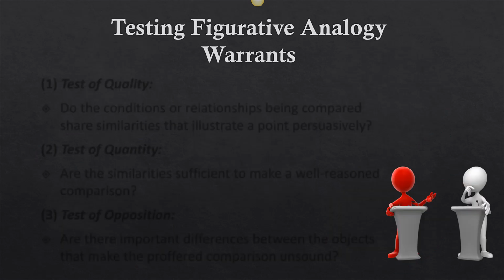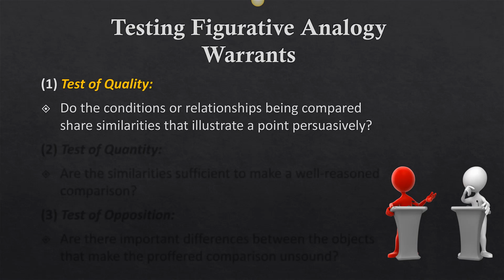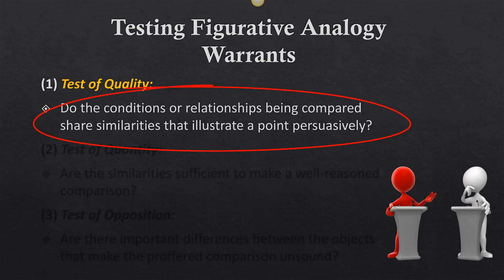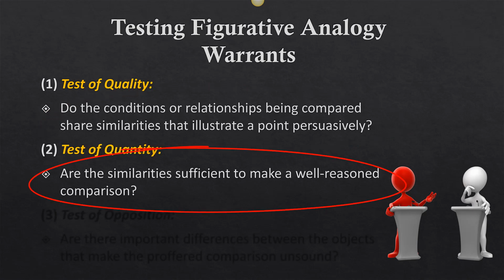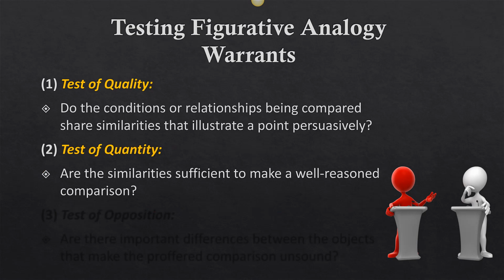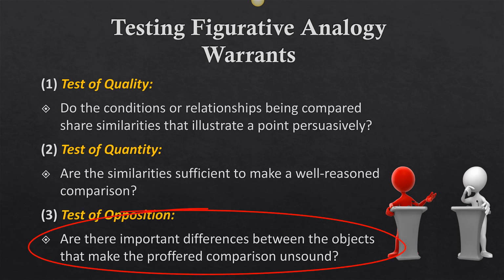First of all, as we know from earlier in this series, we have a test of quality. Do the conditions or relationships being compared share similarities that illustrate a point persuasively? Secondly, we'll have a test of quantity. Are the similarities sufficient to make a well-reasoned comparison? And again, remember, we're talking about similarities in the relationships or the conditions between the elements. We're not talking about similarities between the things being presented in the data and the claim, because we already know they're very different. Finally, a test of opposition. Are there important differences between the objects that make the proffered comparison unsound?